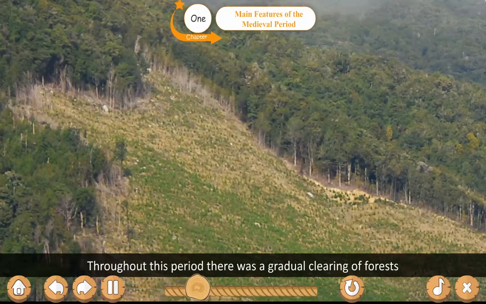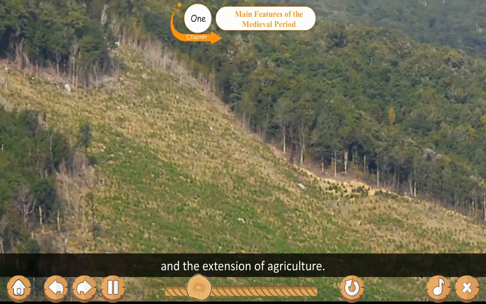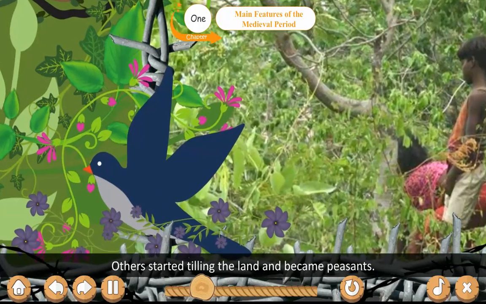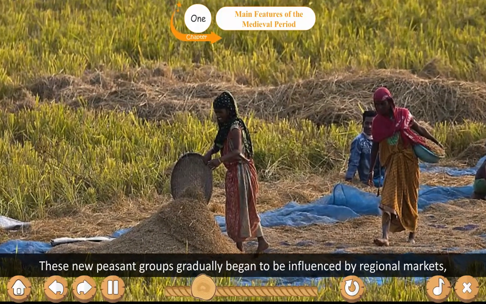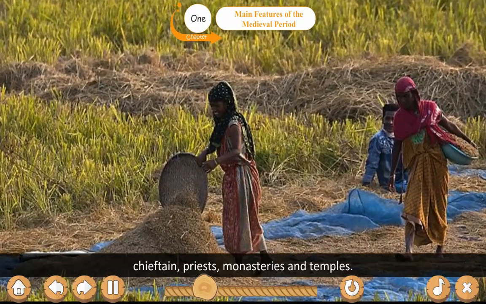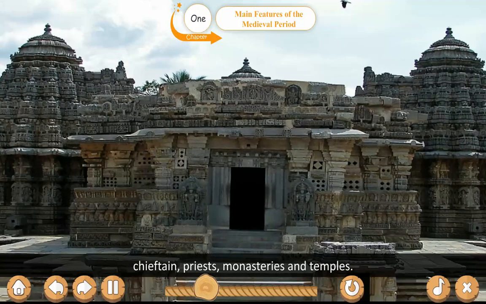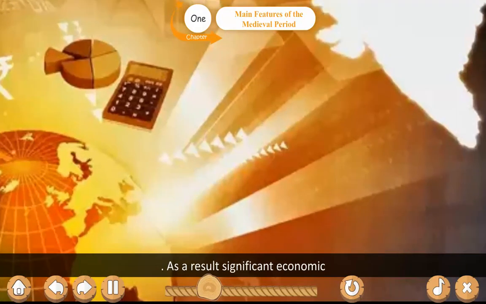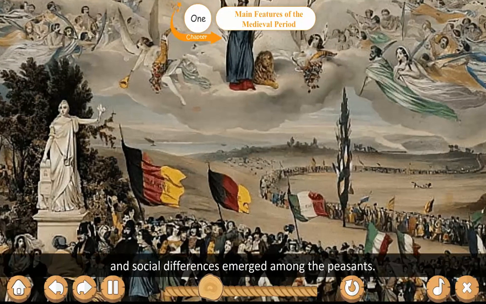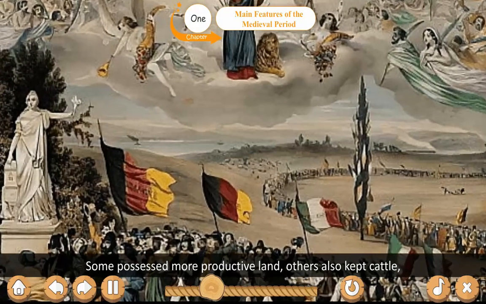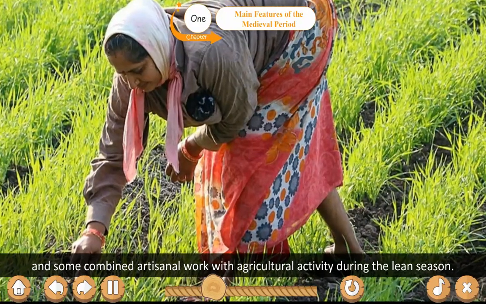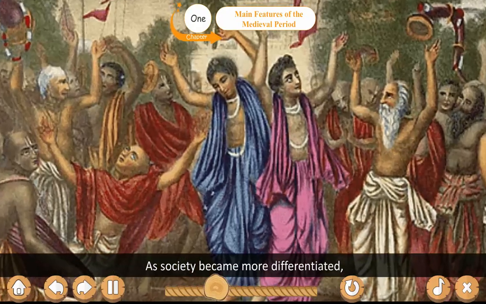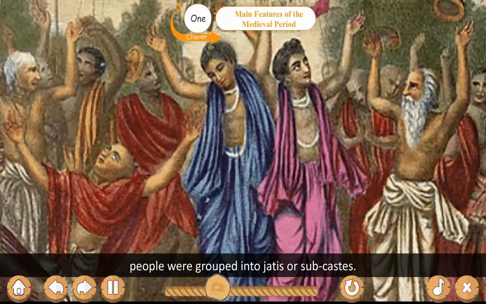Throughout this period, there was a gradual clearing of forest and the extension of agriculture. Changes in this habitat forced many forest dwellers to migrate. Others started tilling the land and became peasants. These new peasant groups gradually began to be influenced by regional markets, chieftains, priests, monasteries, and temples. They were required to pay taxes and offer goods and services to local lords. As a result, significant economic and social differences emerged among the peasants. Some possessed more productive land, others also kept cattle, and some combined artisanal work with agricultural activity during the lean season. As society became more differentiated, people were grouped into jatis or subcastes.